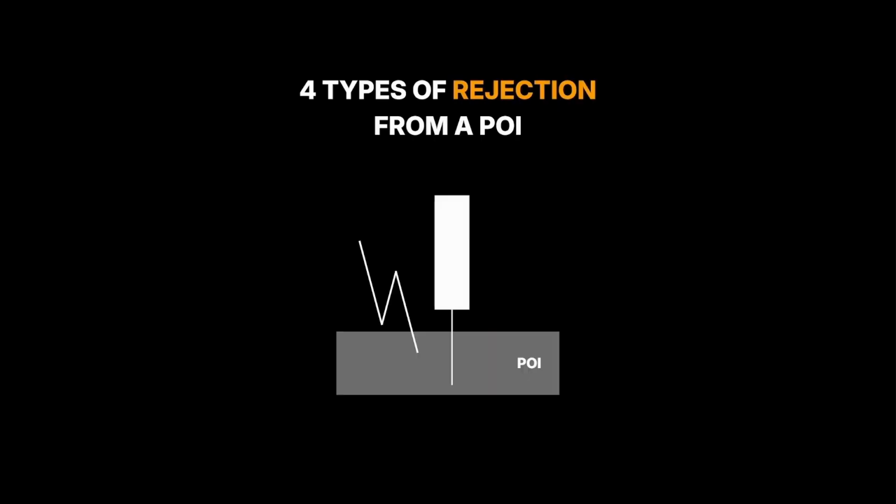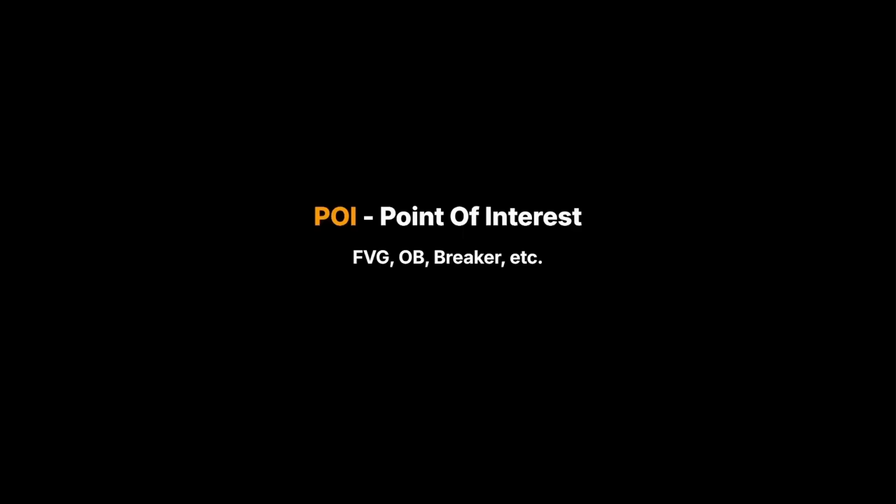There are basically 4 types of rejection from a POI. POI stands for point of interest. It can be fair value gap, order block, breaker, anything from where price can react.